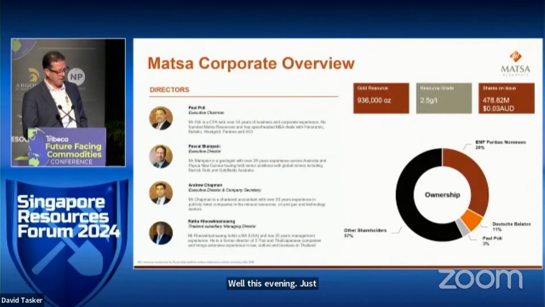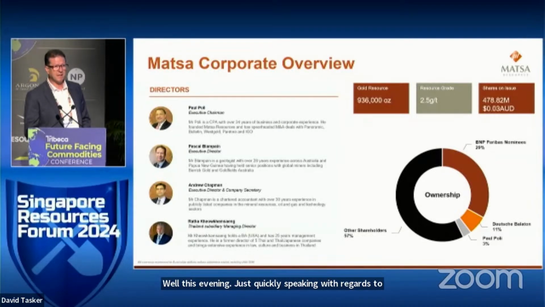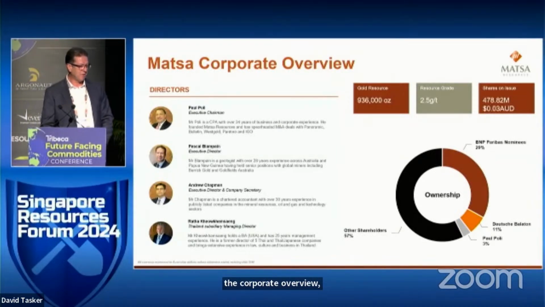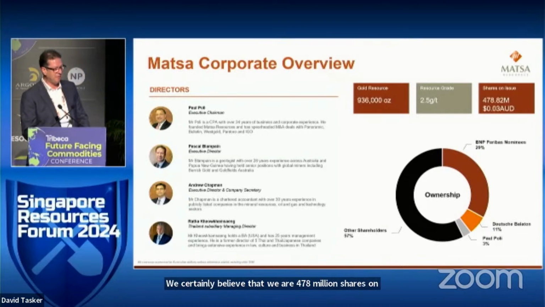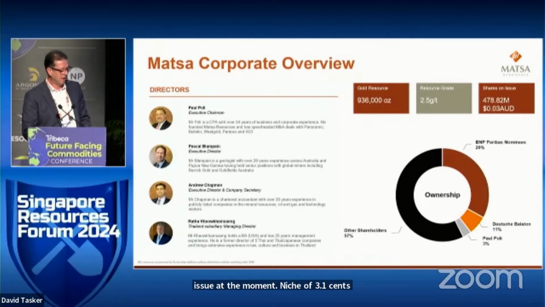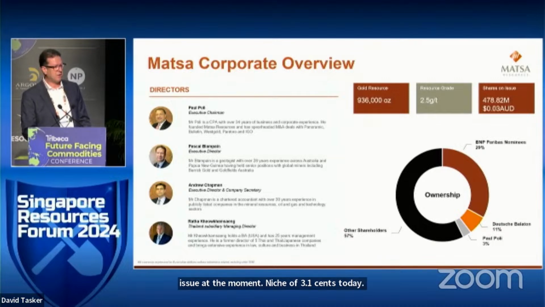Just quickly speaking, with regards to the corporate overview, as Simon said, a lot of companies will say they're undervalued. We certainly believe that we are. 478 million shares on issue at the moment. We've finished at 3.1 cents today. We're just shy of 1 million ounces at 2.5 grams. Our top 20 shareholders hold 59% of the company.